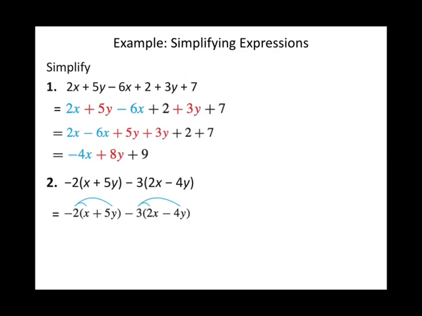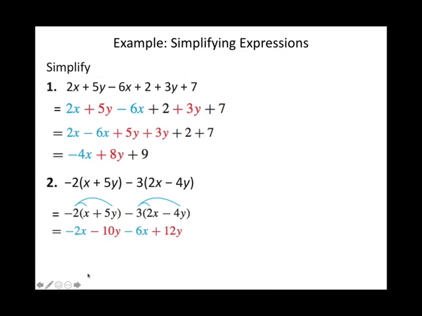Okay, first, distribute one by one. Make sure you distribute with your negative also. So I'm going to get negative 2x, plus minus, you're going to get negative, right? Negative 10y here. And then here, negative 3 times 2x will be negative 6x. Negative, negative, you're going to get positive. So 3 times 4y will be equal to 12y. So the y here will be the like terms. X here is going to be your like terms also.